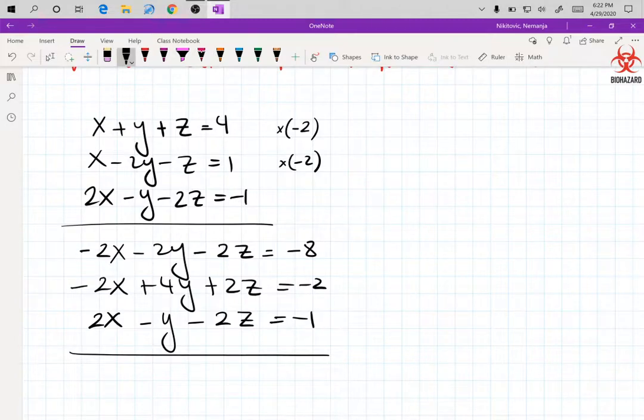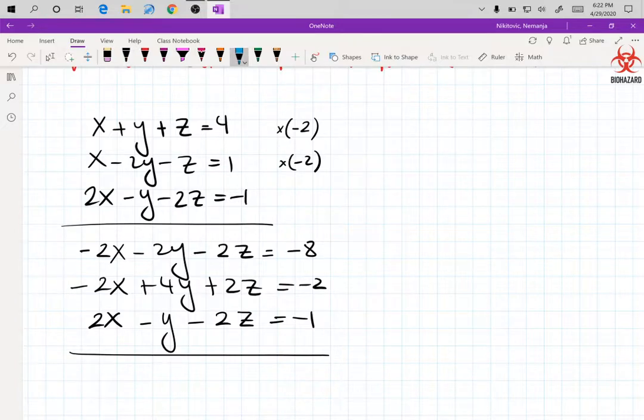As you can see, I multiplied two equations to create -2x, so I can counter that with the 2x down there in the third equation. The third equation stayed unchanged, so I just copied the whole thing.